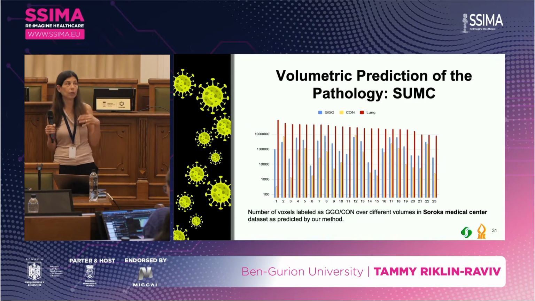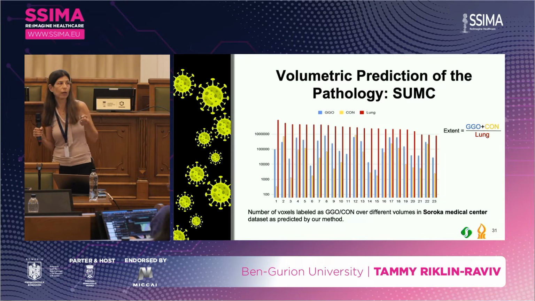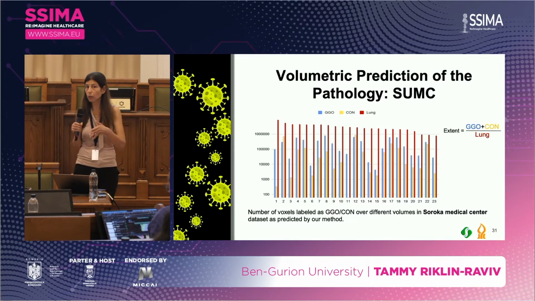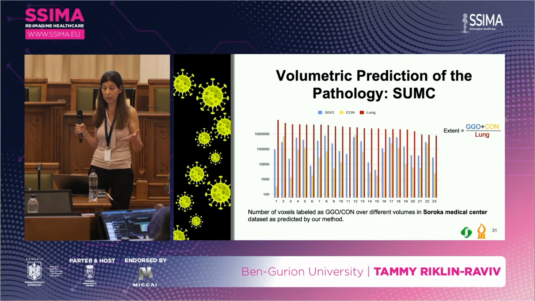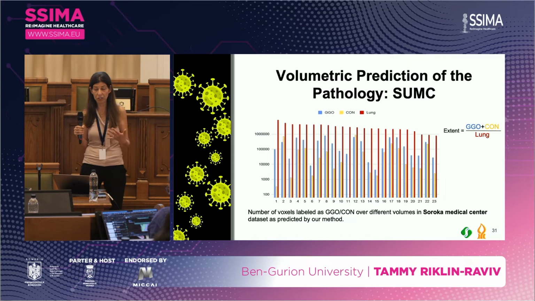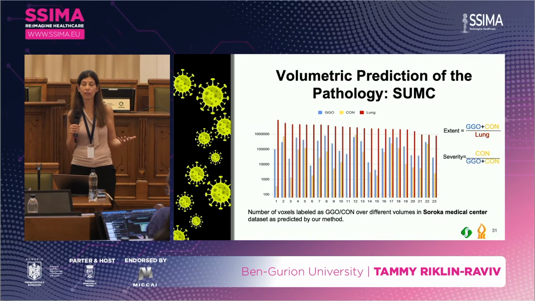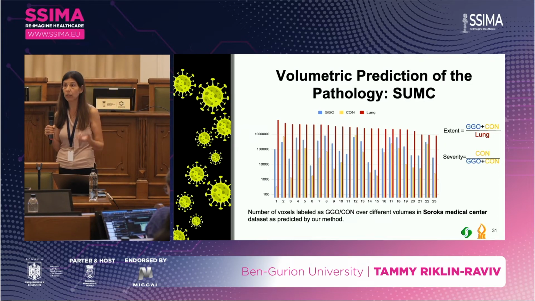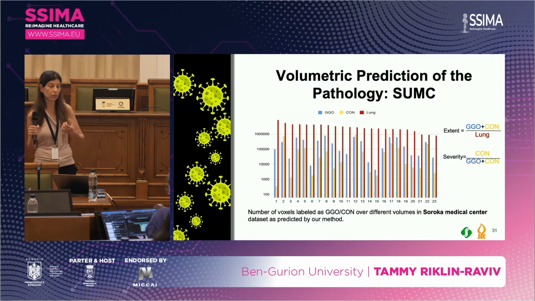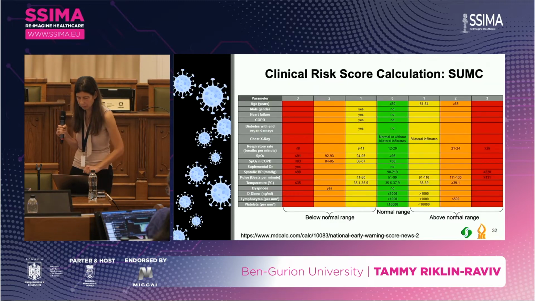So we decided to compare it to the clinical measure. Before that, we calculated two different measures. One we call the extent of the disease. It is the sum of the GGO and the consolidation and their ratio with the healthy lung tissue. And the other is the severity: consolidation with respect to the sum of the GGO and consolidation. Remember that consolidation is a more severe appearance of the disease.